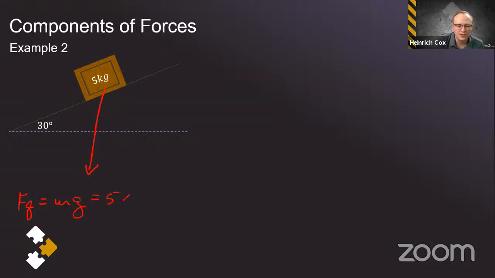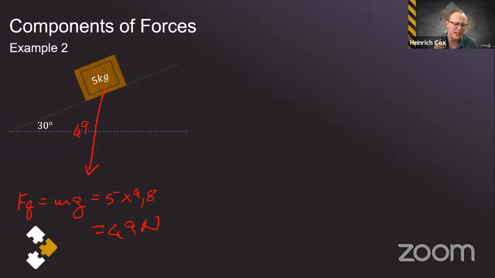So Fg in this instance here would be 5 times 9.8, and 5 times 9.8 should be 49 newtons. So there we go. That's our Fg. That's our original vector, the one that we want to find components of. Now, when we try to draw our components, here we're not going to break it into an x component and a y component. We're actually going to break it into a perpendicular component and a parallel component.